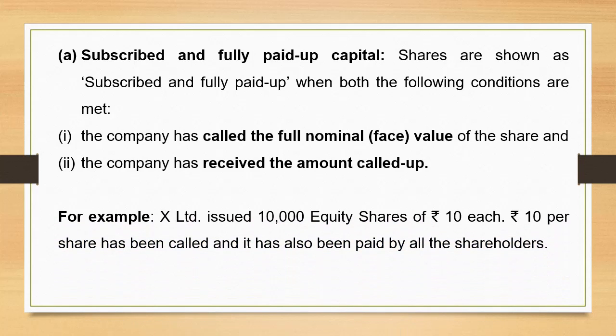X Limited issued 10,000 equity shares of 10 each. Rupees 10 per share has been called and it has also been paid by all the shareholders. One has to remember over here, it has to be the full nominal value. Nominal value is 10. 10 rupees must have been called and must have been paid by all the shareholders. If you say rupees 8 called, rupees 8 paid, then it will not be shown under this head. So again I repeat, for the amount to be categorized under this head, subscribed and fully paid up capital, it should be fully called, the full face value, and it should be fully received by the company.